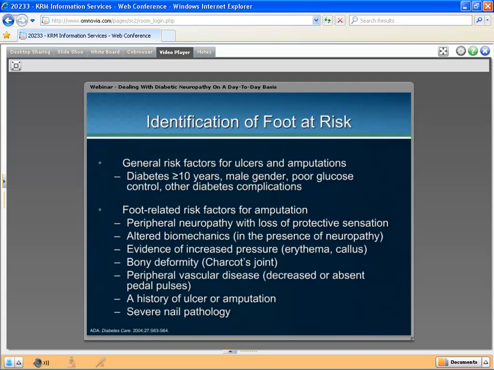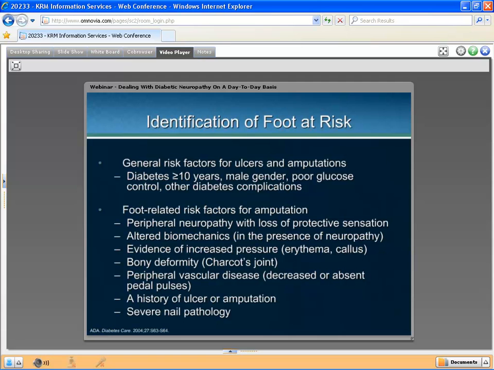What are we looking for when we're talking about that high-risk foot? The general risk factors for the ulcers and amputations would be people that have had diabetes for 10 years or longer, poor glucose control, and other complications that may be associated with that. There may be vascular changes, for instance.